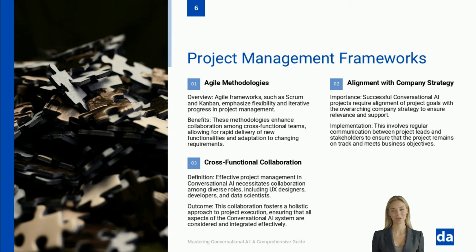Next, we have the alignment with company strategy. It's crucial for conversational AI projects to align their goals with the overall company strategy. This alignment ensures that the project remains relevant and receives the necessary support from the organization. To achieve this, regular communication between project leads and stakeholders is essential. This ongoing dialogue helps keep the project on track and ensures that it meets the business objectives.